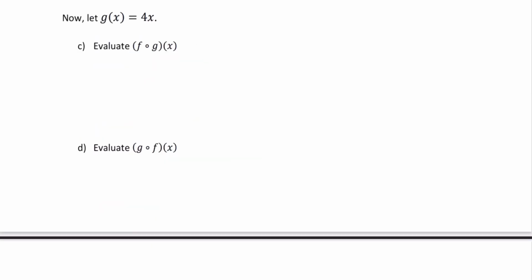Now let g of x equal 4x. Recall from earlier that f of x is 3x plus 2. We now want to evaluate f of g of x. We can think of this as f of g of x, where the inner function is g, the outer function is f.